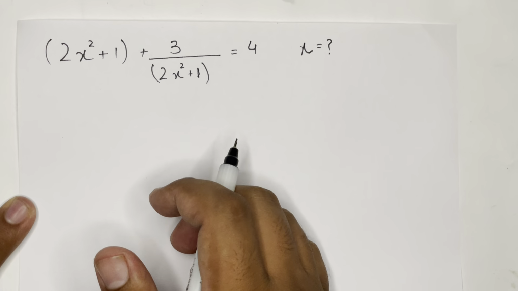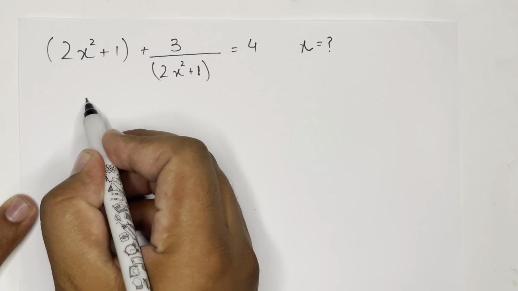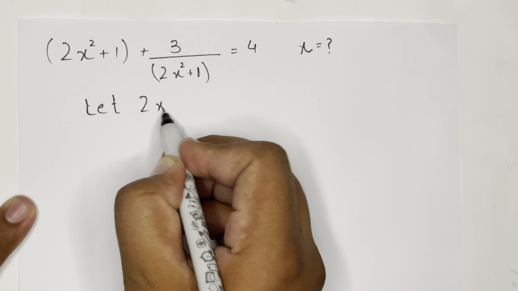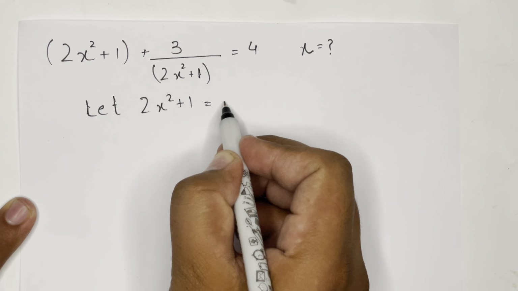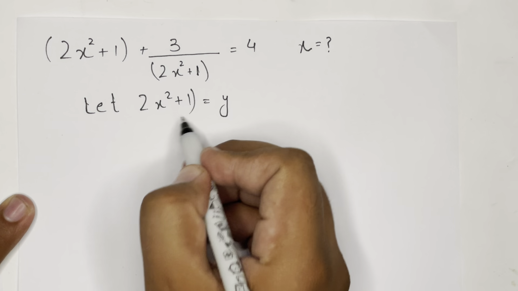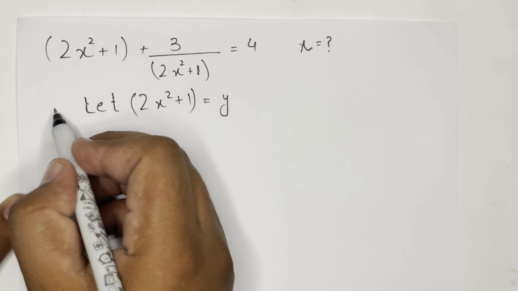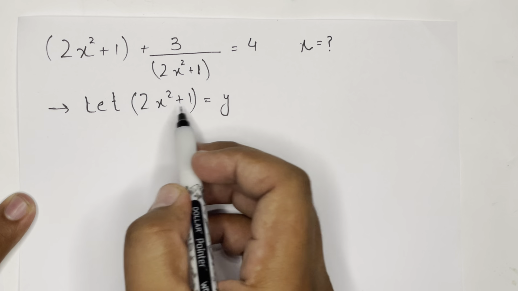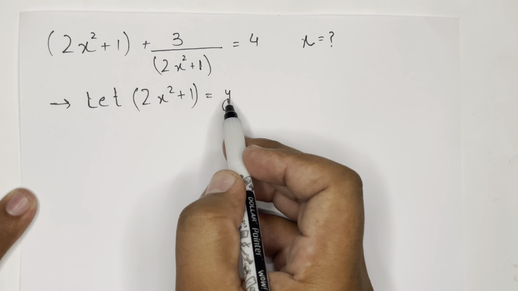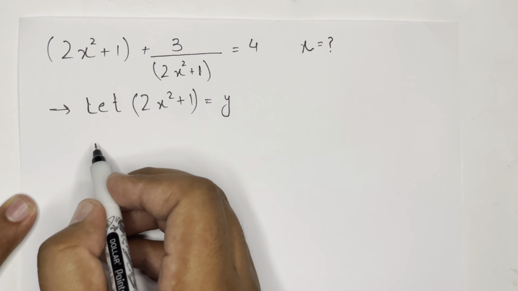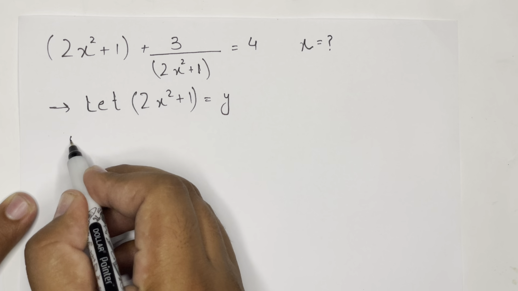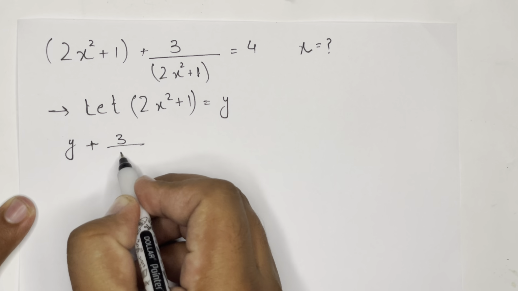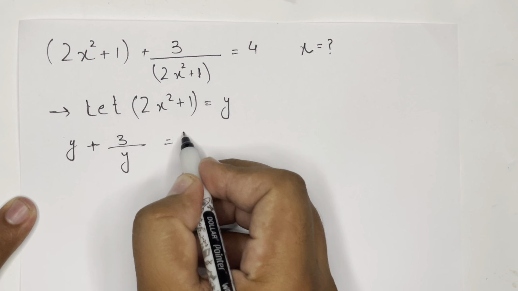So first of all, I am going to let 2x² + 1 equal to y. The first step is to let 2x² + 1 equal to y. Now I am putting y into this equation like that: y + 3 over y equal to 4.